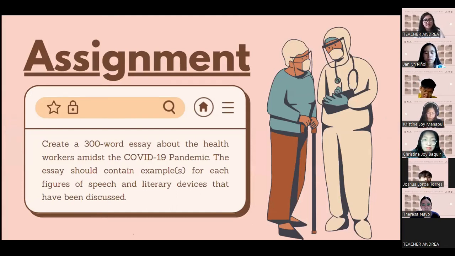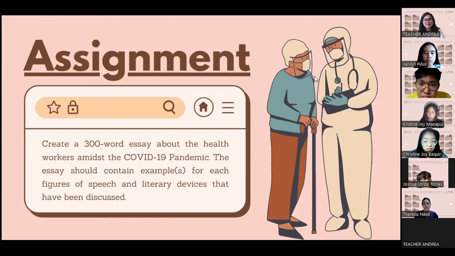So for your assignment, you will create a 300 word essay about the health workers amidst the COVID-19 pandemic. And the essay should contain examples, at least one example for each figure of speech, literary devices that we have discussed earlier, such as one for metaphor, personification, hyperbole, irony, and one for symbolism. It would do, but if you can insert a lot of figures of speech, it would be an additional point.